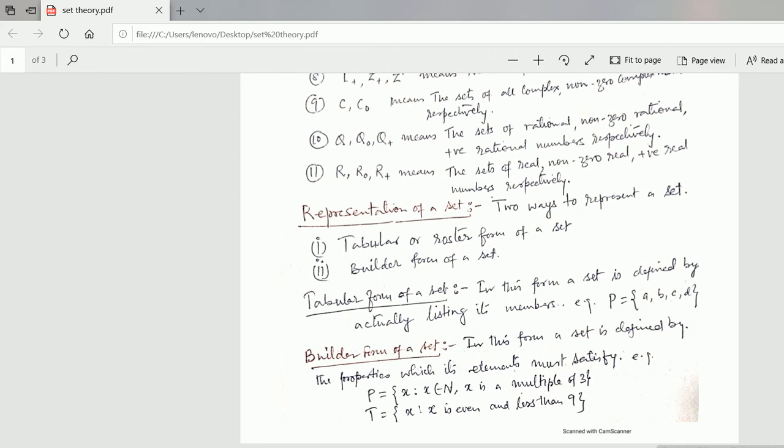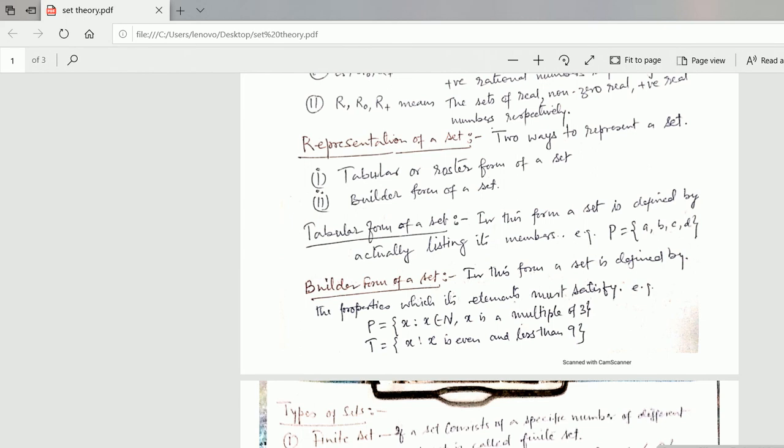If it is written R, R naught, R plus, this means the sets of real numbers. R means the set of real numbers, R naught means the set of non-zero real numbers, and R plus means the set of positive real numbers. Now the question is how you will represent a set. There are two ways to represent a set. The first is the tabular or roster form of a set, and the second is the builder form of a set.